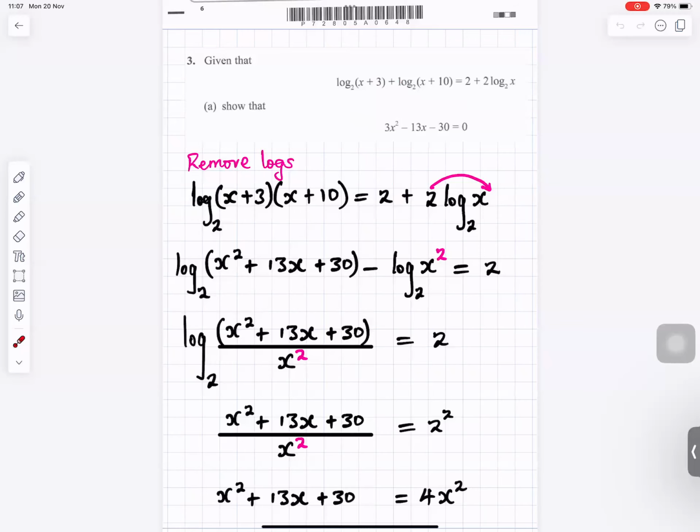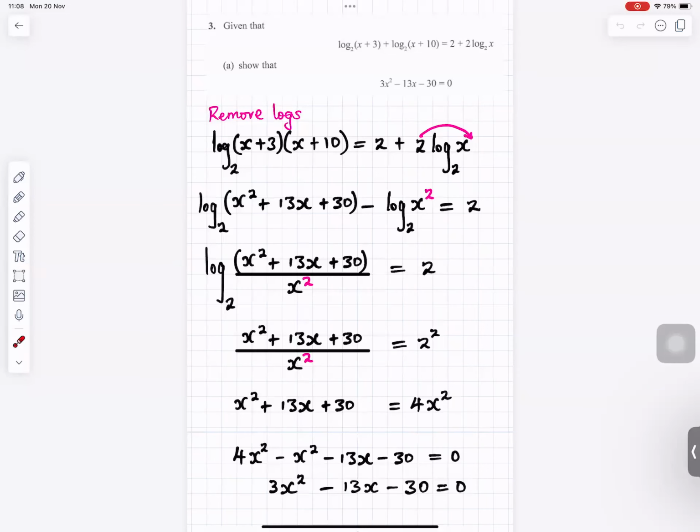Now let's rearrange that. So you take x squared to the right. 4x squared minus x squared gives you 3x squared. Plus 13 goes to the right, minus 13x. And plus 30 goes to the right, minus 30. And that becomes equal to 0. So you've shown it.